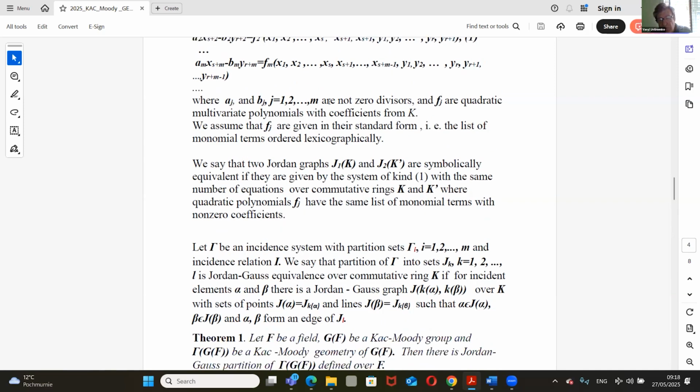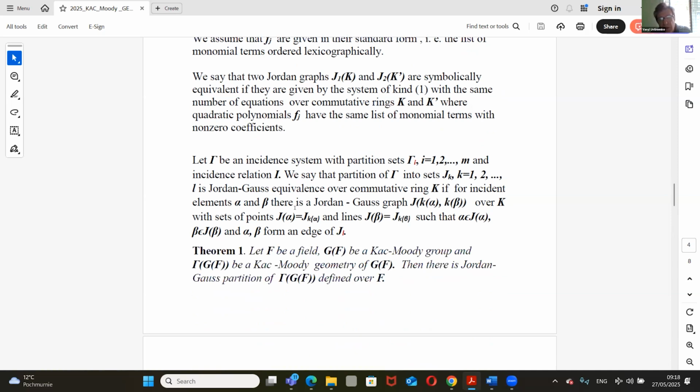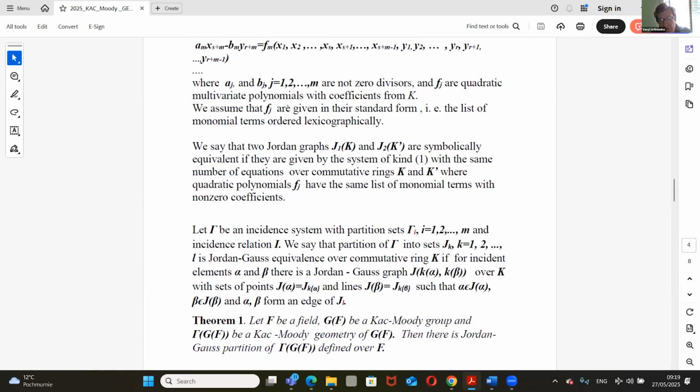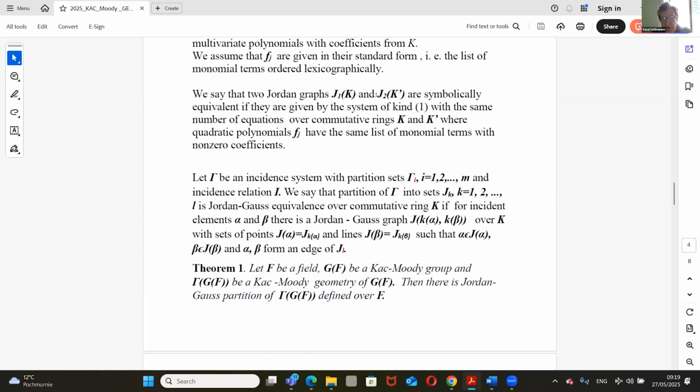So factually, for each Jordan-Gauss graph of the Kac-Moody geometry, instead of this graph, we take a symbolically equivalent graph, but defined over the commutative ring K. Of course, it must have unity, because we need the requirement that these parameters A1, B1, A2, B2, AM, BM are not zero divisors, so we need some non-trivial, maybe, or trivial, maybe, multiplicative group for this K.